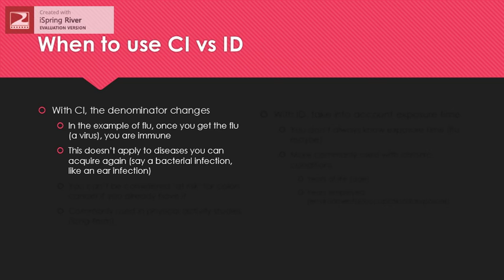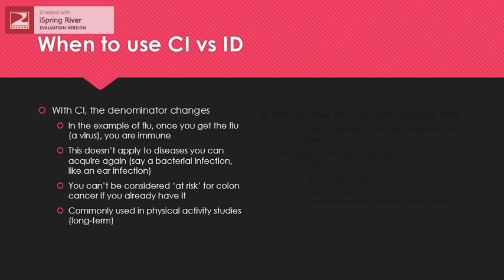If it's a disease where you can acquire it again, then we wouldn't want to remove people from the denominator, like an ear infection caused by a bacteria. You could get that same ear infection over and over and over again. And so in that case, somebody who acquires the disease or the condition would still be at risk, so they would not be removed from the denominator.